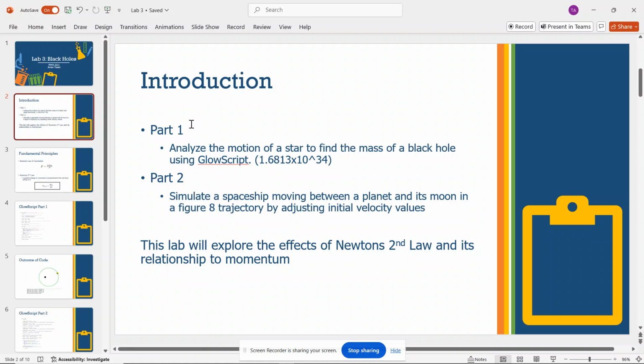This lab will explore the effects of Newton's second law and its relationship to momentum. To give you a brief preview of the results, the mass that I got was around 1.68 times 10 to the 34th kilograms, while I was successfully able to get the figure-8 trajectory.